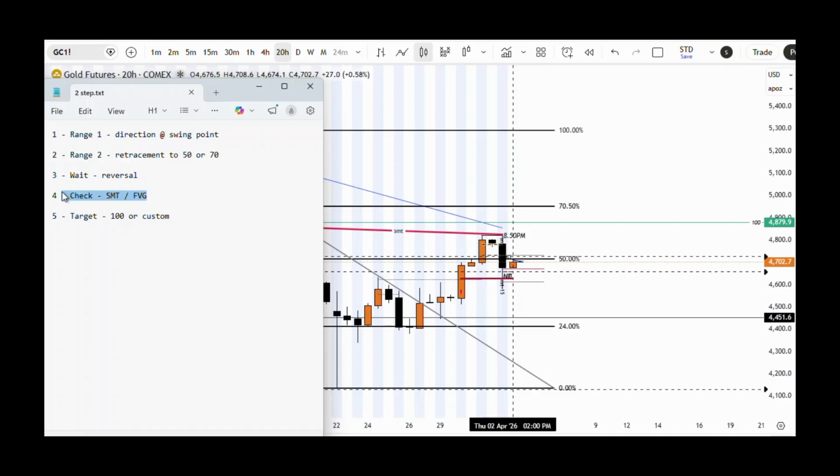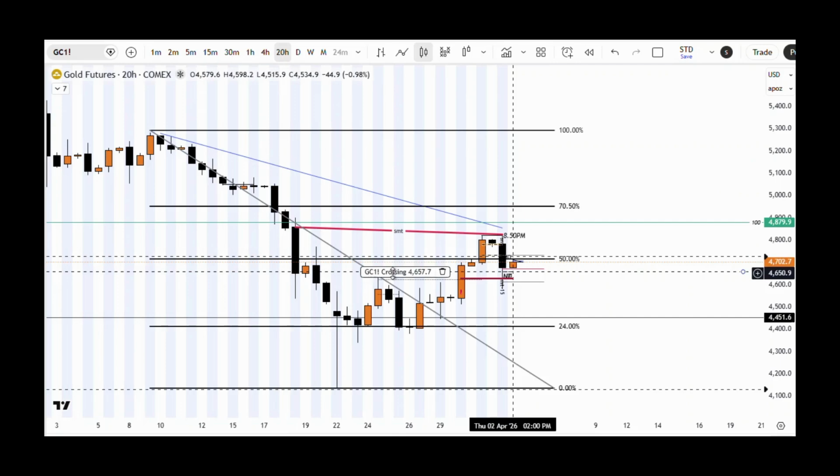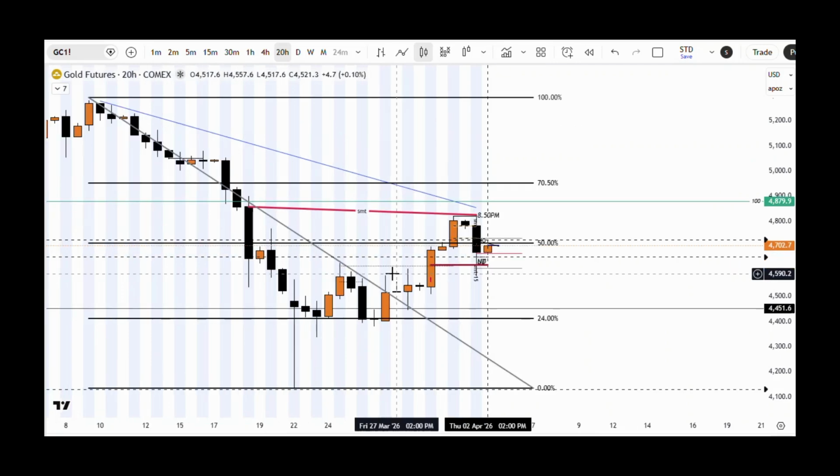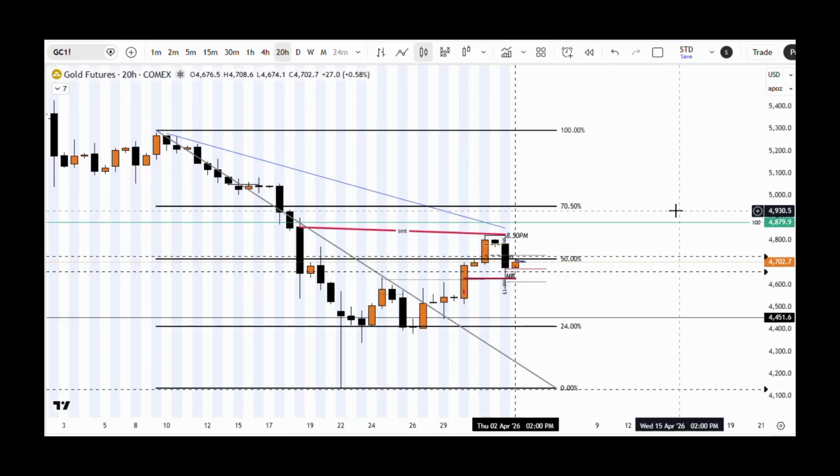At that 50, 70 fib, which is point C, I am looking for SMT and an overlap with a fair value gap. And then my targeting is by default 100% of the initial leg, which is range one, which is my A to B leg. That's the model. Now let's talk about what I have been referring to in the previous videos.